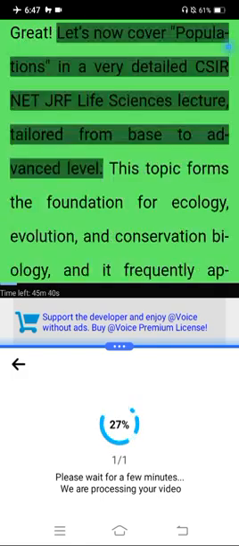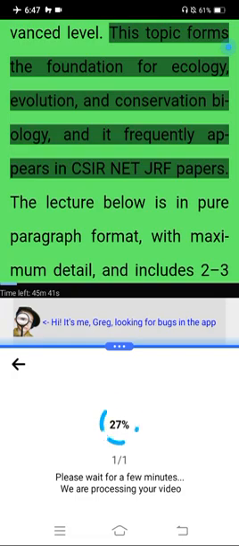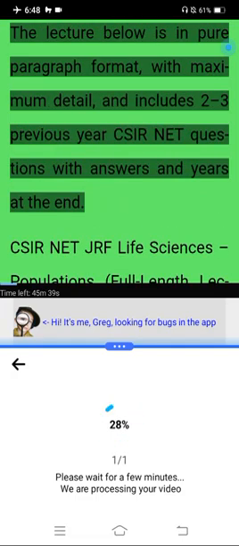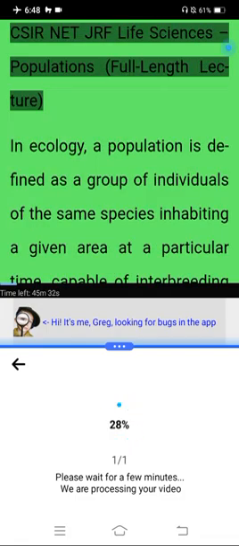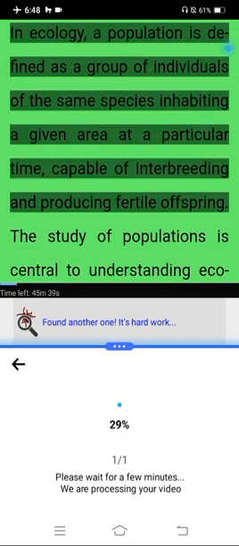Great. Let's now cover populations in a very detailed CSIR NET JRF Life Sciences lecture, tailored from base to advanced level. This topic forms the foundation for ecology, evolution, and conservation biology, and it frequently appears in CSIR NET JRF papers. The lecture below is in pure paragraph format with maximum detail and includes 2 to 3 previous year CSIR NET questions with answers and years at the end. CSIR NET JRF Life Sciences: Populations, full length lecture.